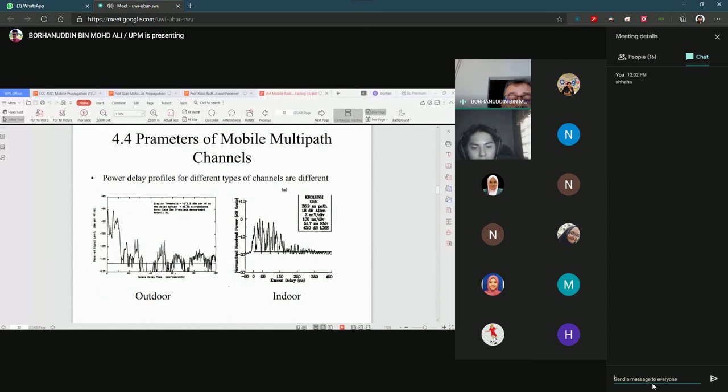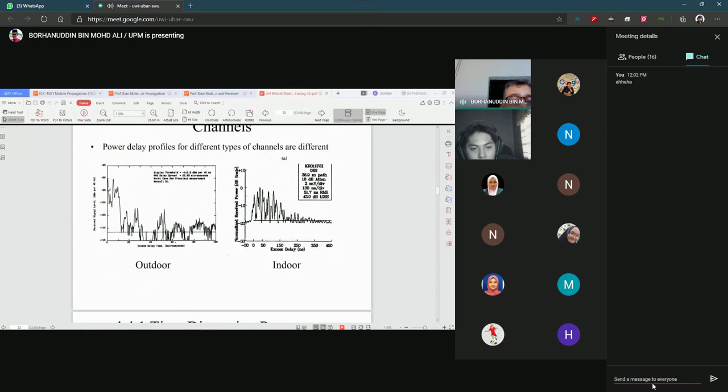This is another illustration of the propagation delay, or what they call the power delay profile, for different types of channels. So this one is outdoor. When they send a pulse and measure at the other end, this is what they will see. There are many different paths, the signal coming from different paths: the first one, second one, and then subsequently third, fourth. And this one disappears, but later another component reappears.